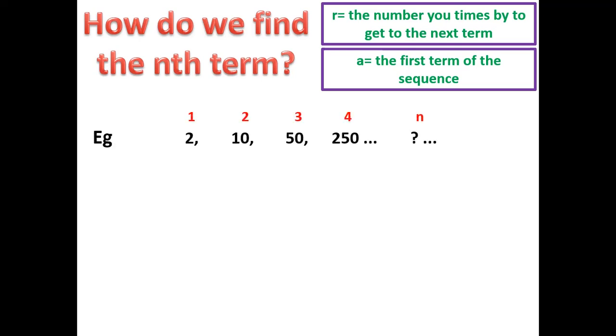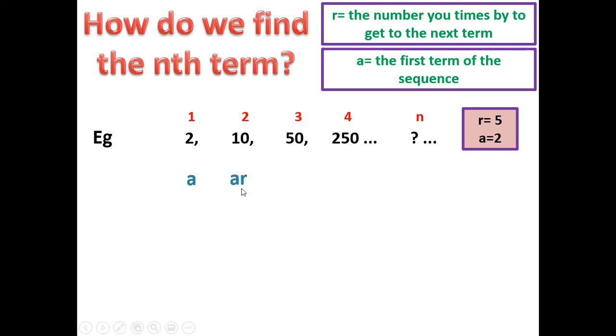Example, 2, 10, 50, 250. What did you multiply to 2? And then what did you multiply to 10 to go to 50? And what did you multiply to 50 to get 250? That is what we mean by r. Here, if you notice, your r is 5 because you multiply 2 by 5 to get 10, you multiply 10 by 5 to get 50, and you multiply 50 by 5 to get 250. So r is also the common ratio, and at the same time, the multiplier.